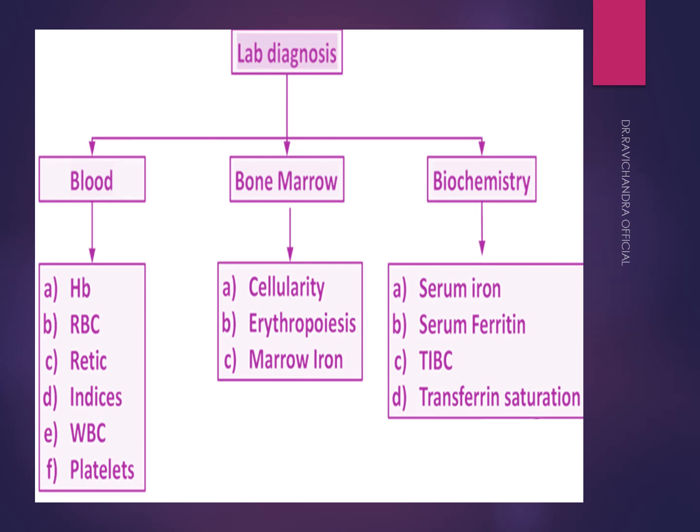In the bone marrow, we will check the cellularity, myeloid to erythroid ratio, how the erythropoiesis is, and what the marrow iron stores are. And coming to the biochemistry, we will check serum iron, serum ferritin, total iron binding capacity, and transferrin saturation. Remember FITT: F for ferritin, I for iron, T for transferrin saturation, and T for TIBC. These biochemistry values will help you in arriving at the diagnosis.